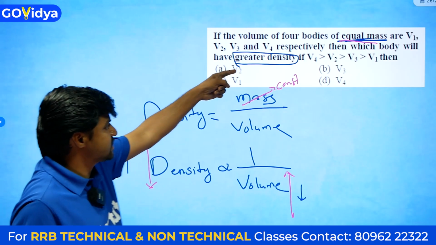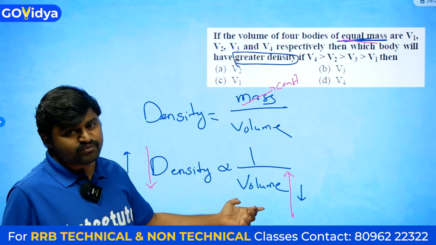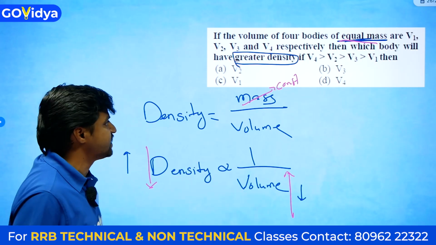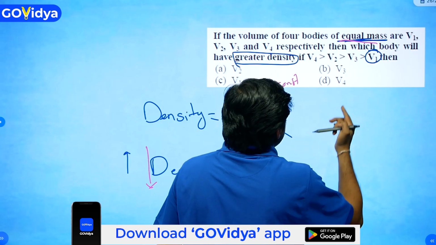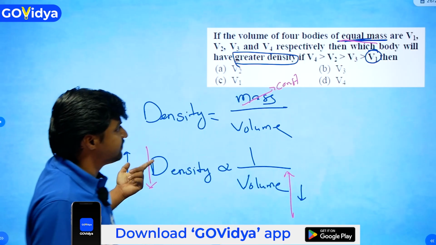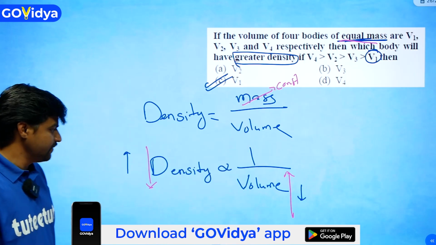In the question they are asking which has greater density. The lowest volume material has the greatest density. V1 has the lowest volume, so the lowest volume material has higher density, V1. From the options, option C is the correct answer. Okay, next question.